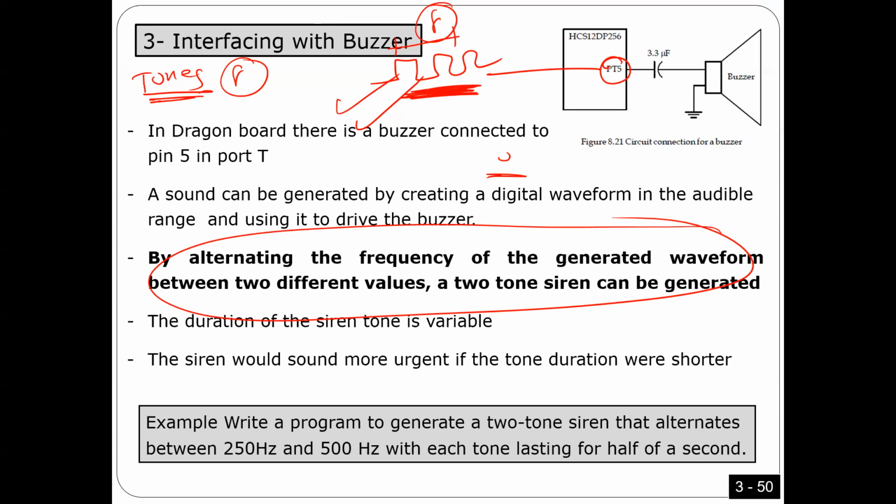Programming-wise, here it's very trivial. All you have to do is generate a square wave, very easy, right? So here I want to write a program to generate a two-tone siren. Two-tone means two different frequencies. Here I'm asking you, the first frequency should be 250 hertz. The second frequency should be 500 hertz.